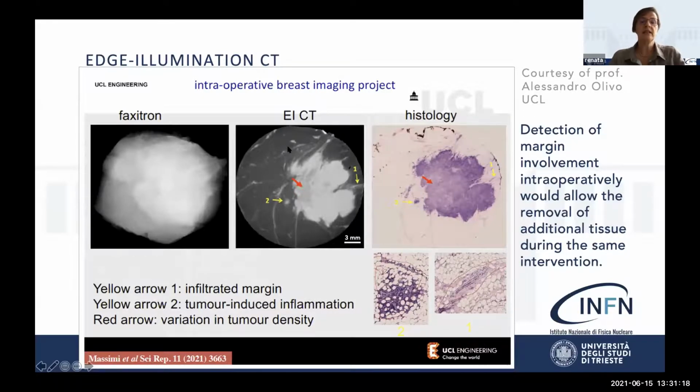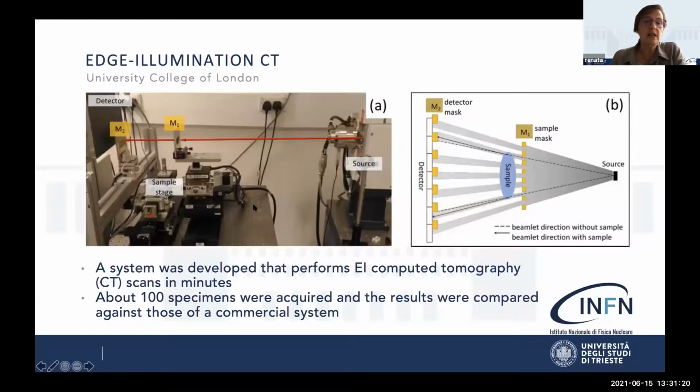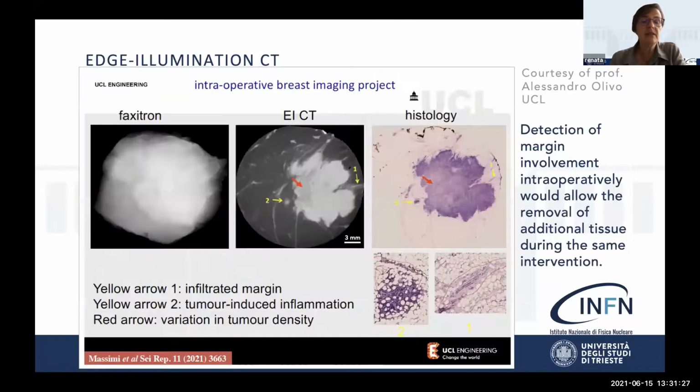The result is that, using this setup, they performed the CT of more than 100 specimens. And what we see is that they were able to obtain very good quality CT images, able to show not only the cancer, but also the variation in tumor density and the infiltrated tumor margins, and moreover also some tumor-induced inflammation.